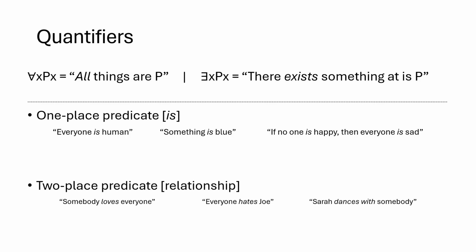Another feature of predicate logic that gets more at the meaning and content of the sentences themselves are quantifiers. We have two different types of quantifiers: a universal quantifier and an existential quantifier. The upside-down A, I know it looks scary, just means all. And the backwards E just means that there exists something.